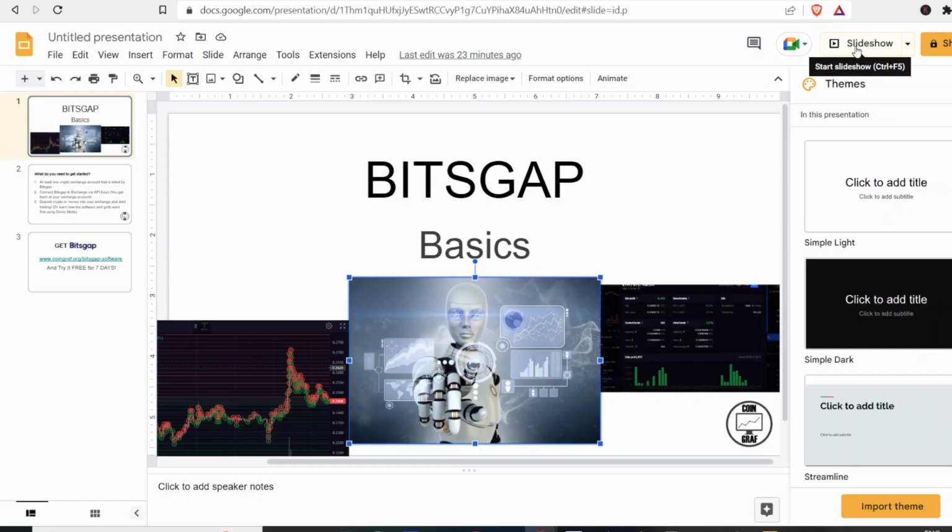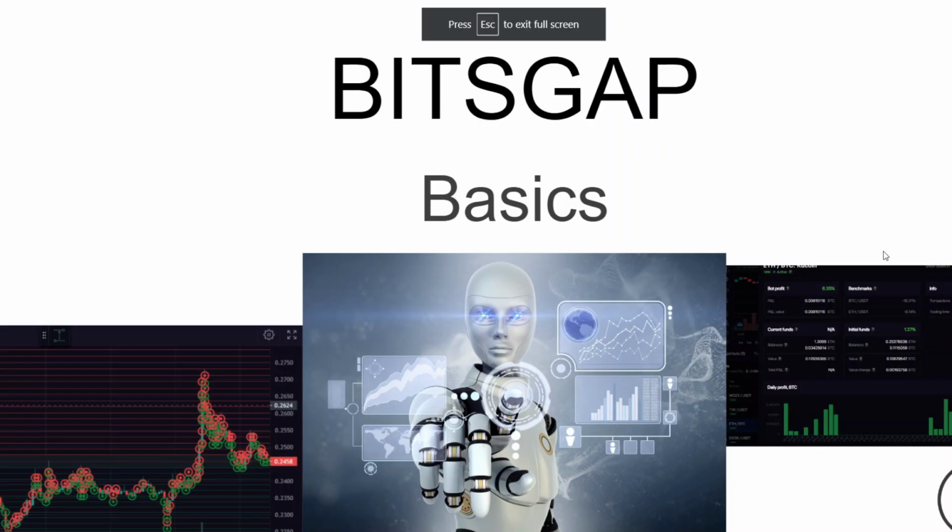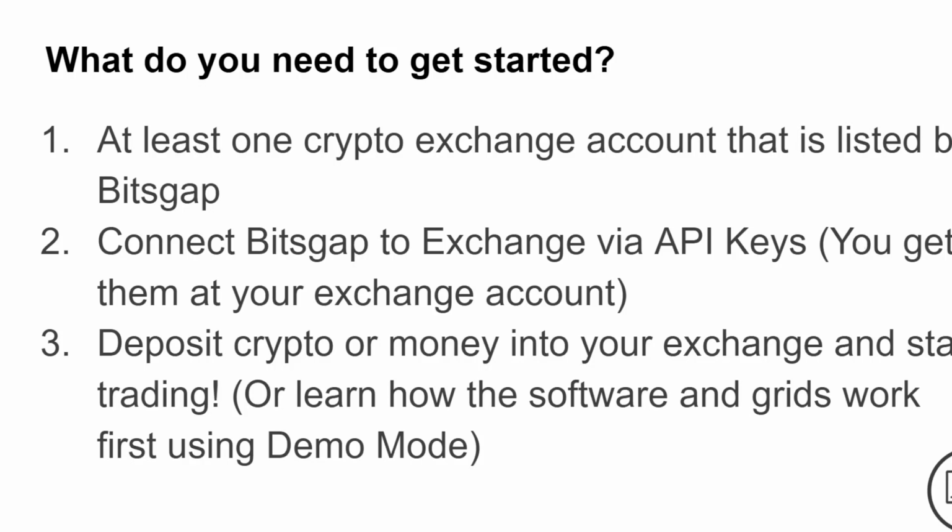I'll just recap what is necessary to start with Bitsgap. Basically, you need at least one crypto exchange account that's listed within the Bitsgap software app. You can find the information on the website easily. You need to connect your Bitsgap software to the exchange account using API keys, which you will get at your exchange. Once you have your account there, you will be able to generate API keys, copy them and put them into the Bitsgap software interface. And then you just deposit the crypto and start trading.